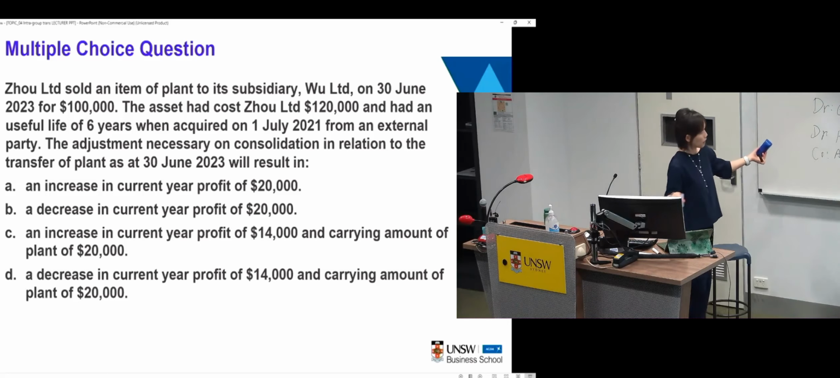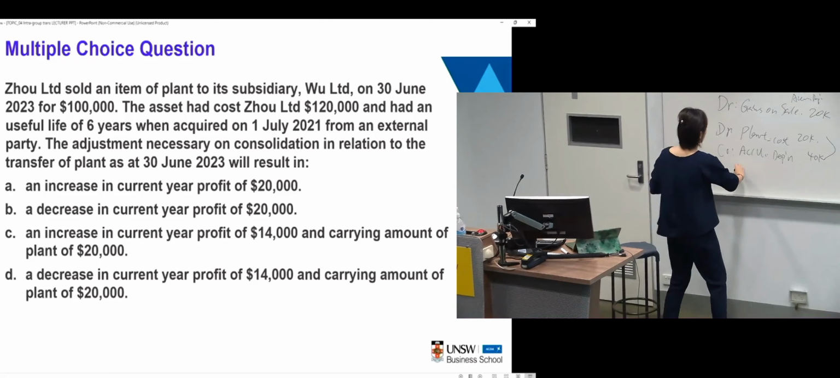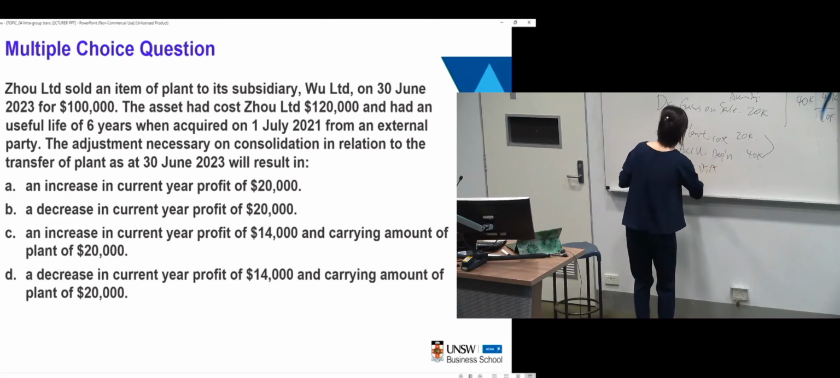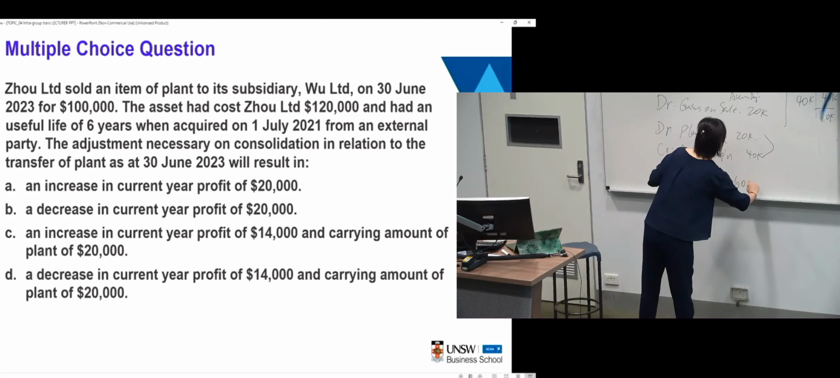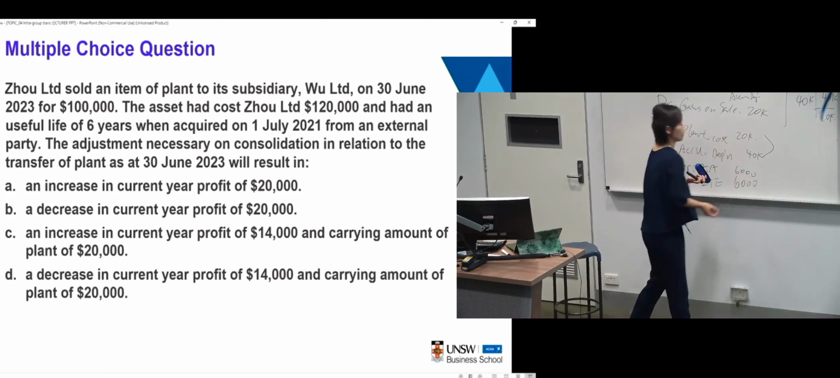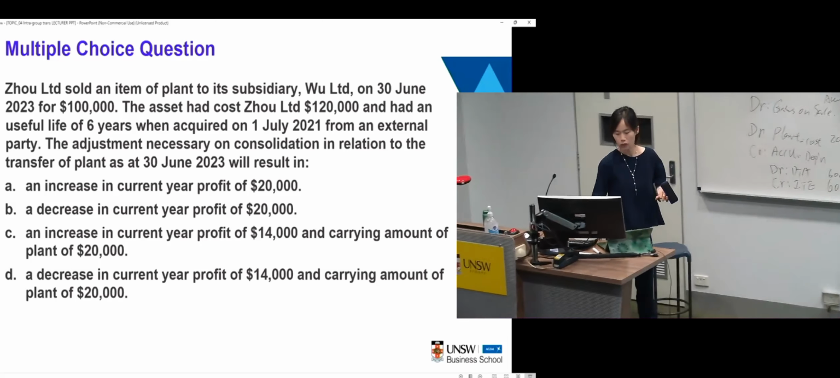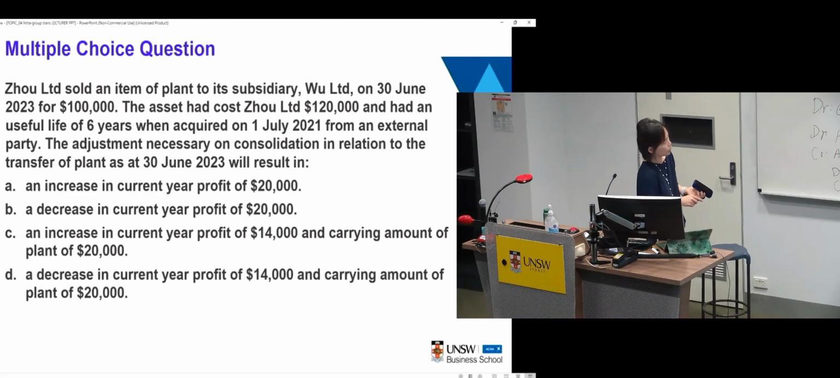Why 14? Something is missing here. What is that? Tax. Right? So there is a debit of DTA and a credit of income tax expense, 30% of 20,000, which is 6,000. So the profit of the group will be reduced by 20,000 minus income tax 6,000, which is 14,000. So the group after-tax profit is reduced by 14,000, and the carrying amount of the plant is also reduced, but here it is reduced by 20,000. Okay. Now then, D would be the right answer.